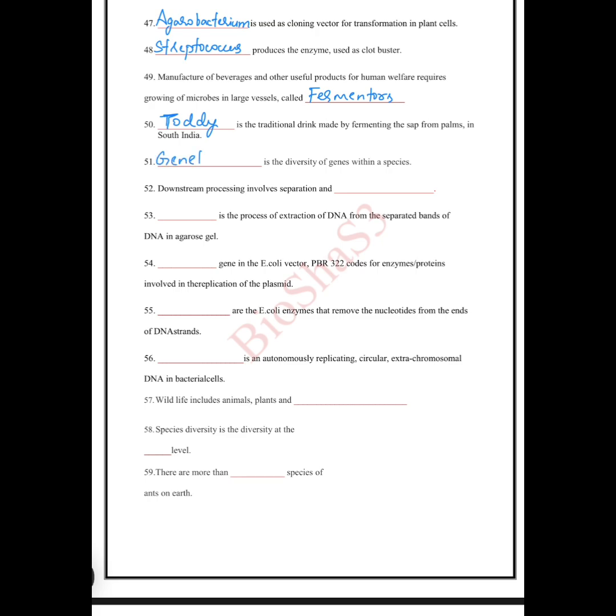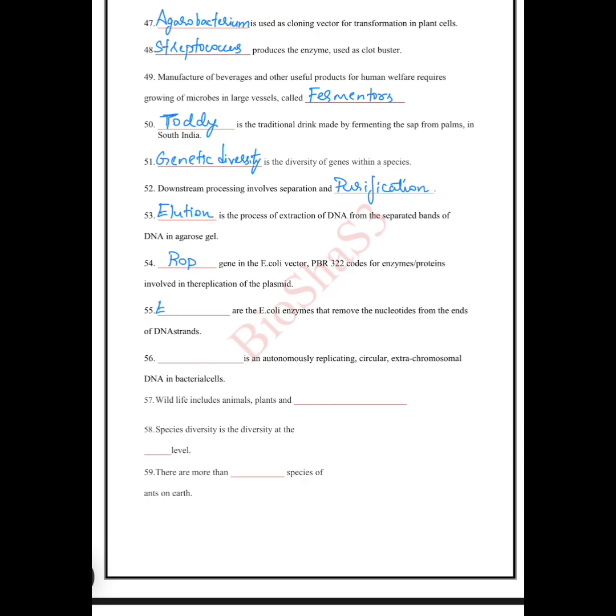Genetic diversity is the diversity of genes within a species. Downstream processing involves separation and purification. Elution is the process of extraction of DNA from the separated bands of DNA in agarose gel. ROP gene in the E. coli vector pBR322 codes for proteins involved in the replication of the plasmid.